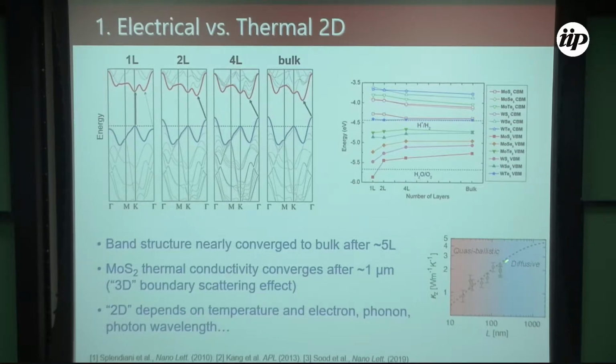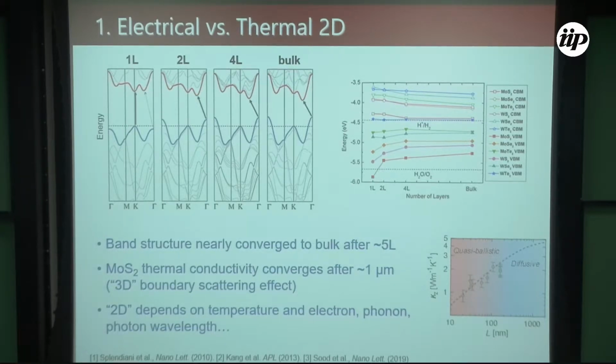This is actually something we've measured and modeled in my group. This is a recent paper earlier this year. So there's really a size effect in the thermal conductivity, and you don't recover the bulk MoS2 thermal conductivity until you're about a micron thick. But you see this in silicon as well. So this is really a 3D boundary scattering effect. There's some quasi-ballistic phonon transport going on here. And the rest is basically boundary scattering.